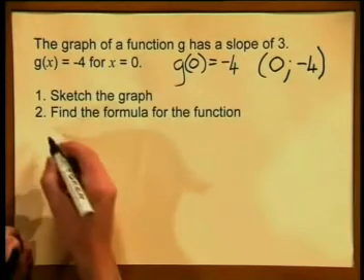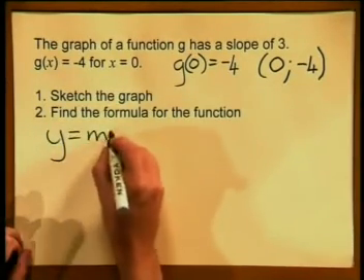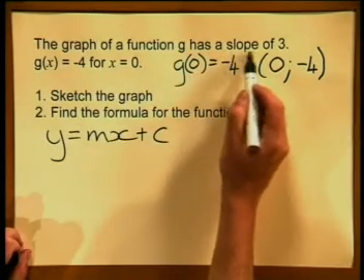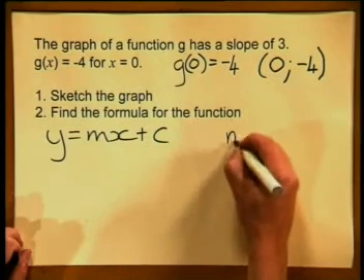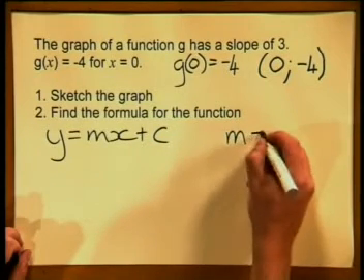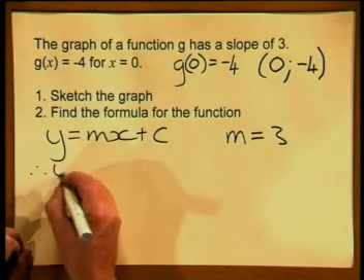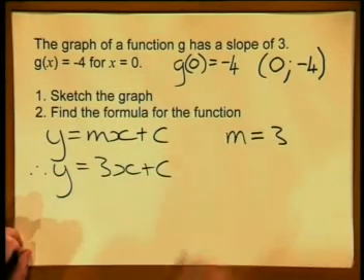Now, we need to write down the formula for this function. Because it's a straight line, we know that the formula is of the form y is equal to mx plus c. But we've been given the slope. We know that the slope of the graph is 3. In other words, we know that the value of m, or the gradient, is equal to 3. Therefore, the function formula is y is equal to 3x plus c.